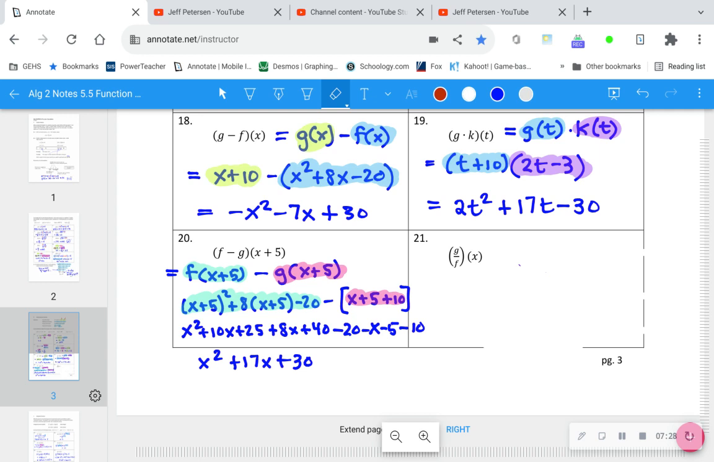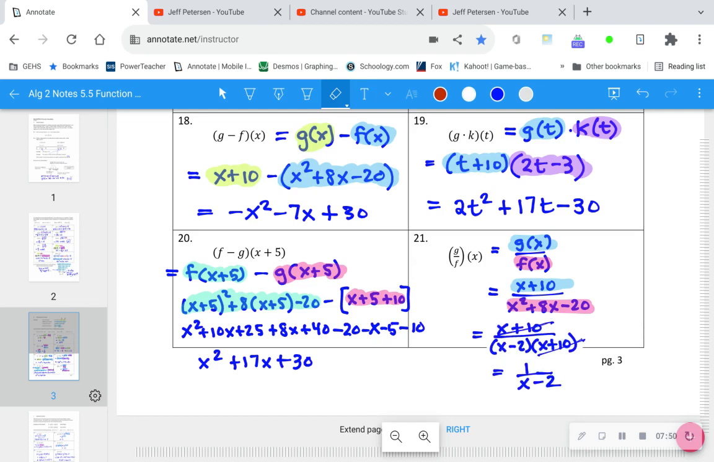All right, g over f of x is by definition g of x over f of x, and we're not replacing the variable with anything different. It says x there. So we're just going to copy from the top. G of x was, I believe, x plus 10. And then I copied the other part there. The tricky thing here is that you may not recognize this, but this simplifies further. You get 1 over x minus 2 when you factor and cancel.